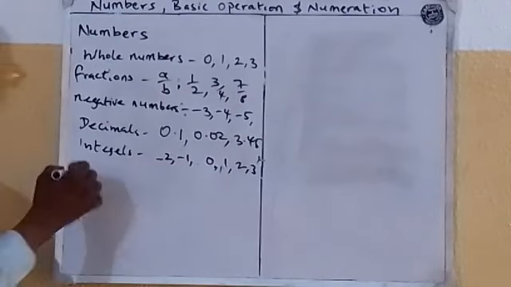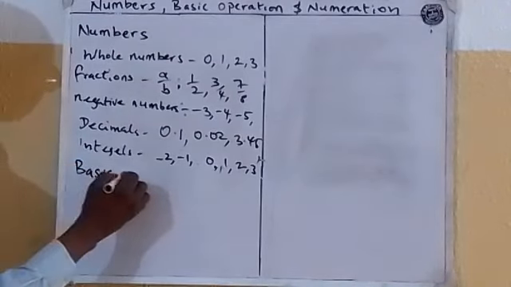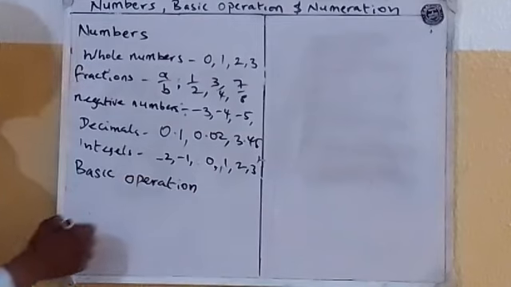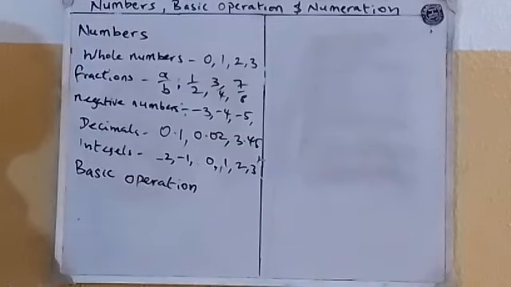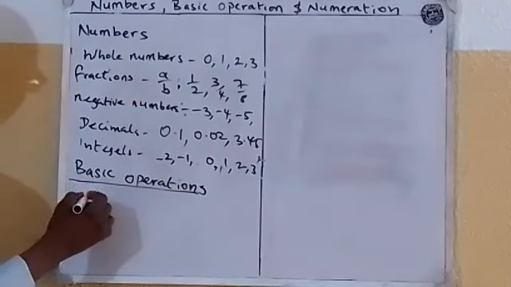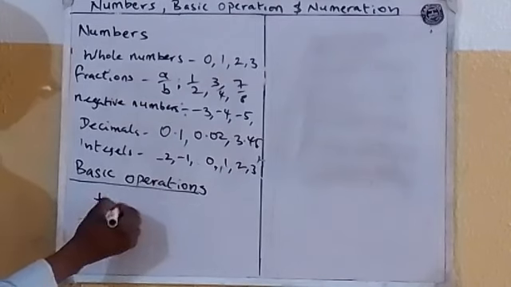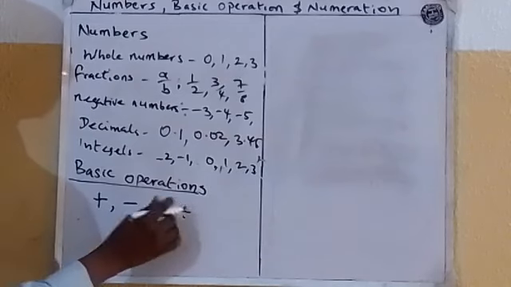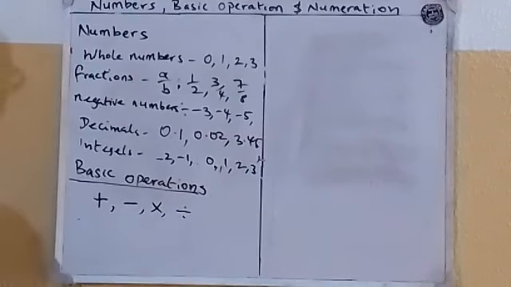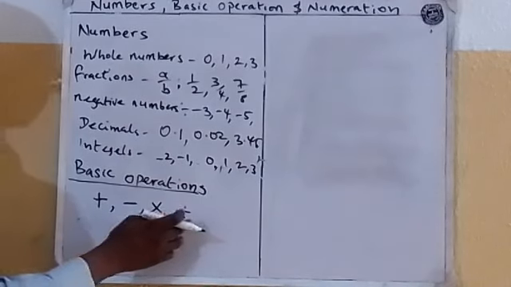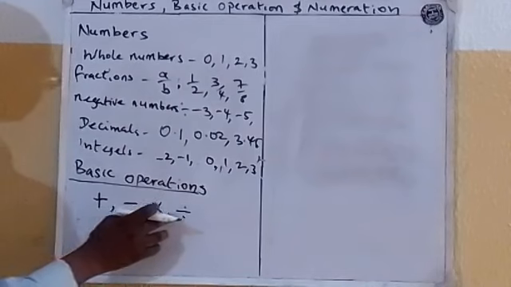Now for basic operations. Basic operations are mathematical symbols that are used to compute numbers. Basic operations in mathematics are, for example, plus, minus, multiplication, and division. I know we know all these things at this level, but it's just to bring our minds to how these terms are being used. So we know addition, subtraction, multiplication, and division.